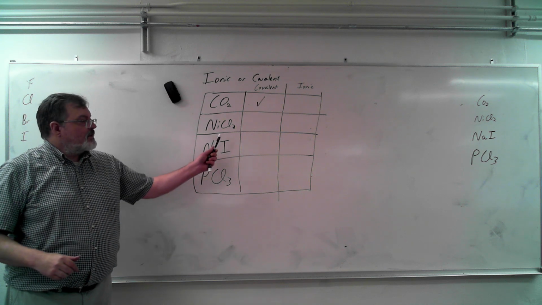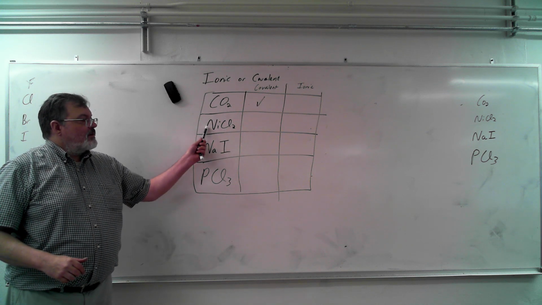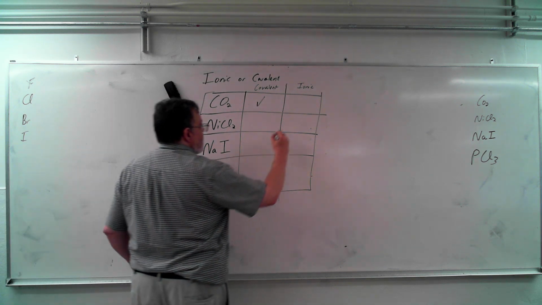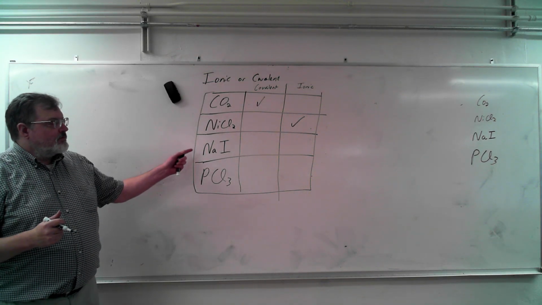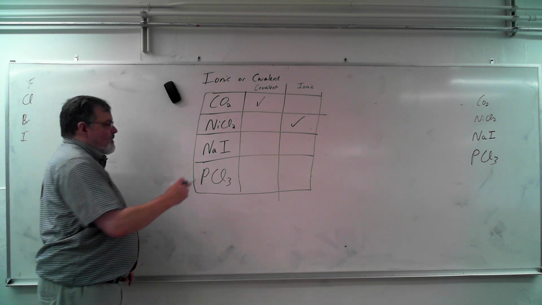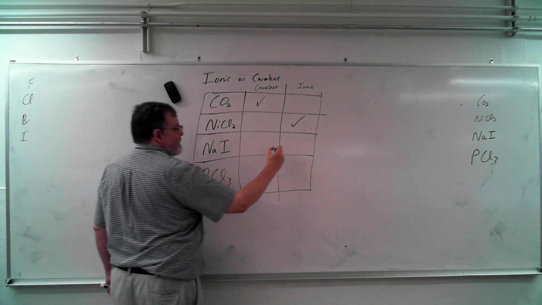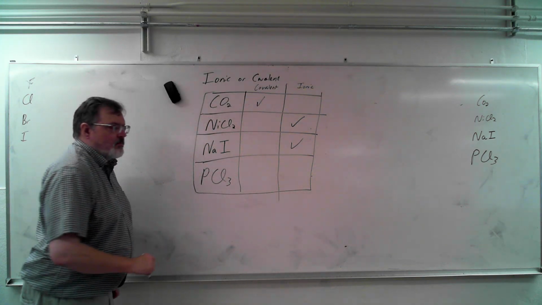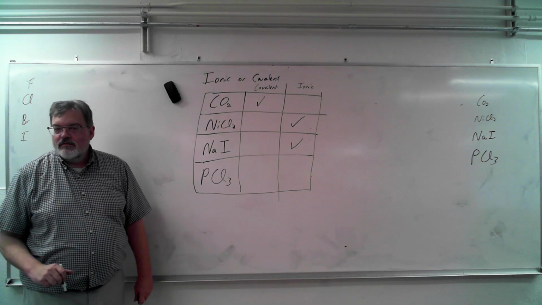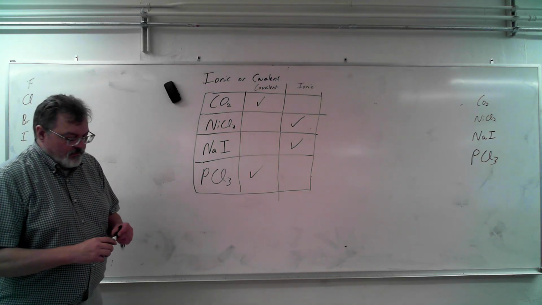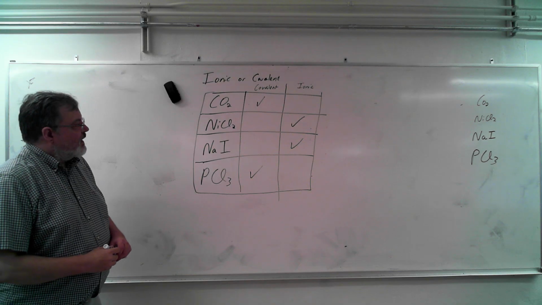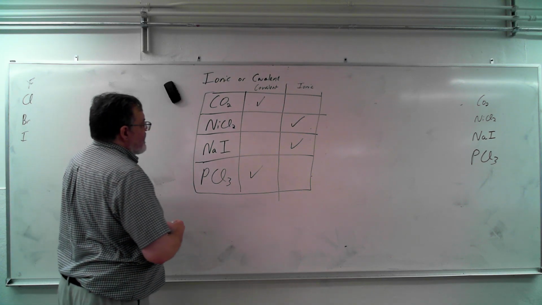This one's ionic because you have a nonmetal and a metal. So that's ionic. This one? Metal, nonmetal, so it's ionic. PCl3 is covalent. Phosphorus and chlorine are both nonmetals.